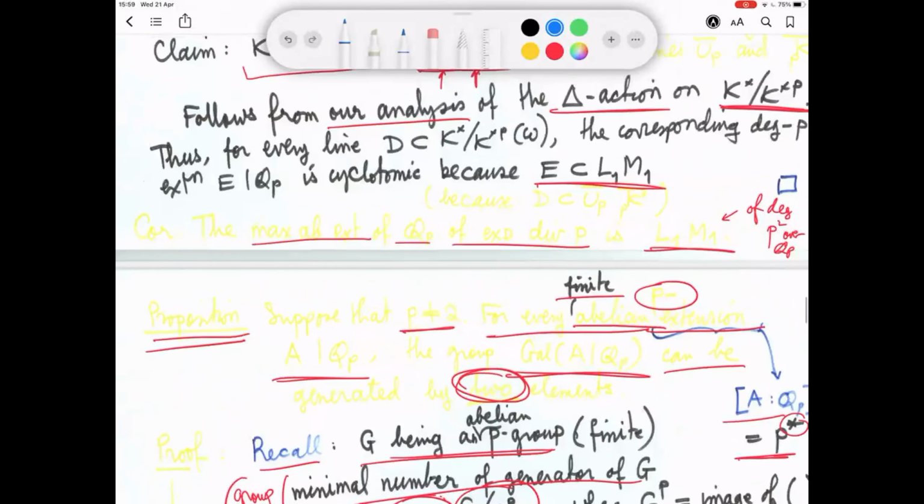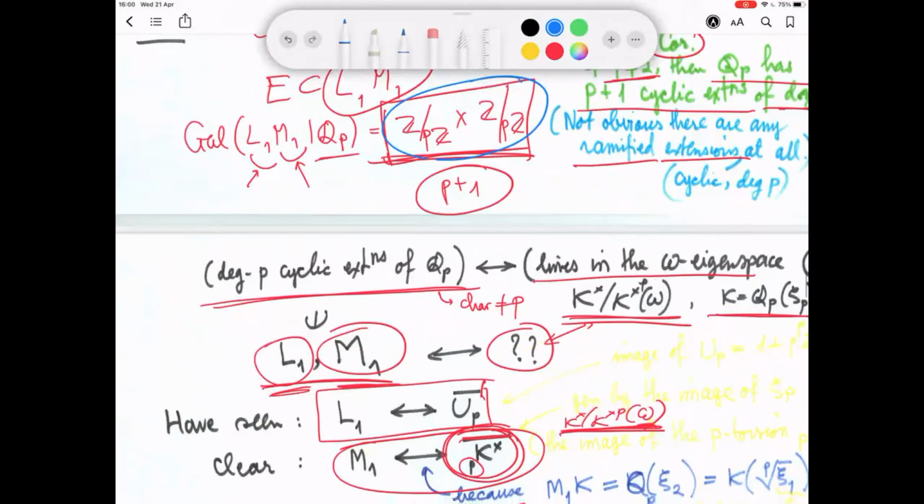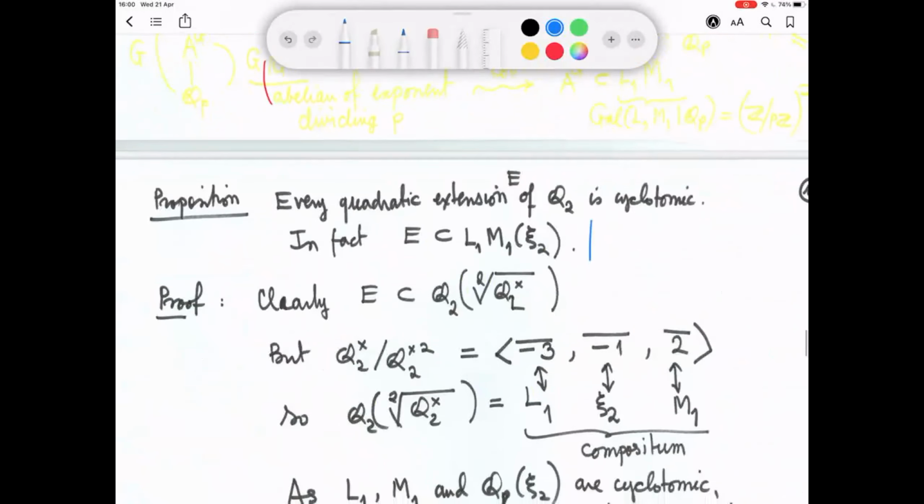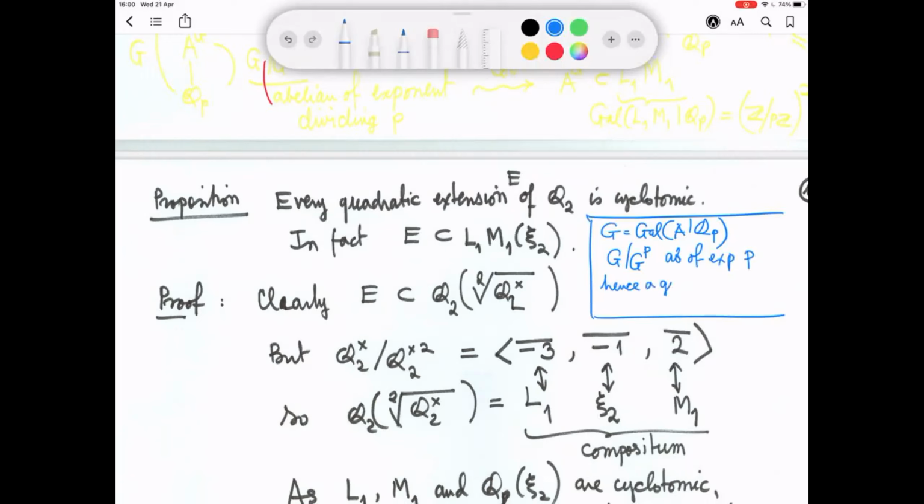Let me explain it here. I'm sorry that I didn't leave out any space. So here's the basic reason. You take the Galois group of A over QP, right? And let's look at this G modulo G to the P. This is what? This is abelian of exponent P. So hence a quotient of Z mod PZ squared.